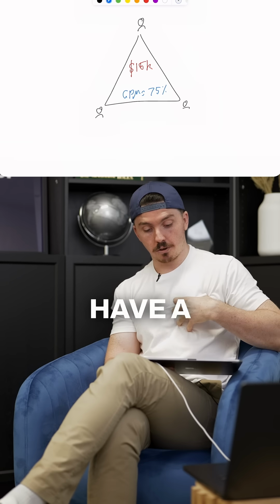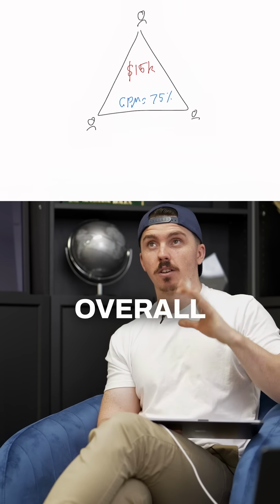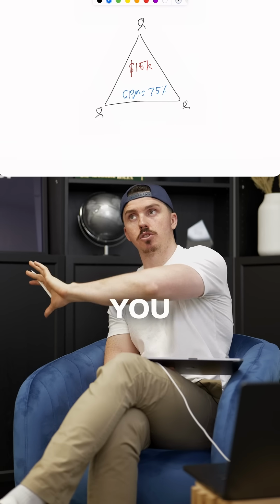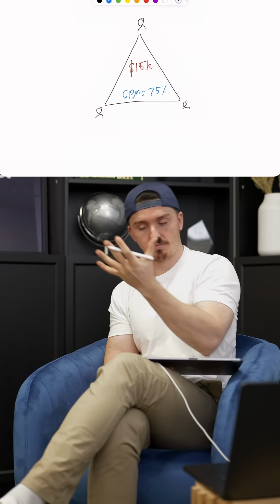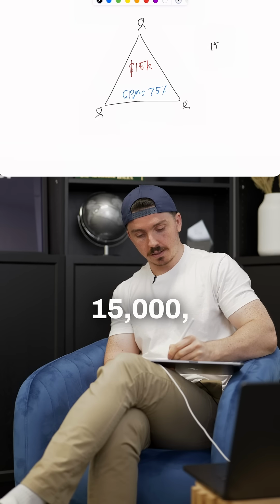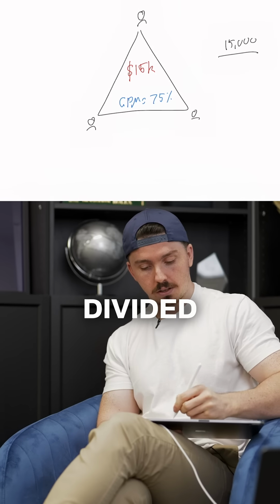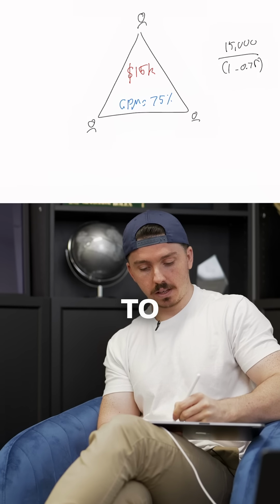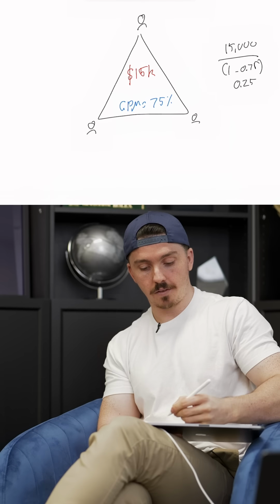So we have a gross profit margin target of 75%. Overall team should be 50 to 60. For revenue generating pods, it should be a little bit more because you should have a buffer for the non-revenue generating roles. Cool, 75%. So what we're gonna do is take 15,000, which is our cost, divided by 1 minus 0.75 to get our cost base, which is 0.25.